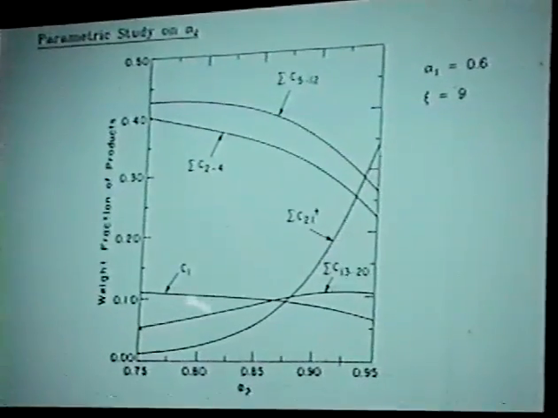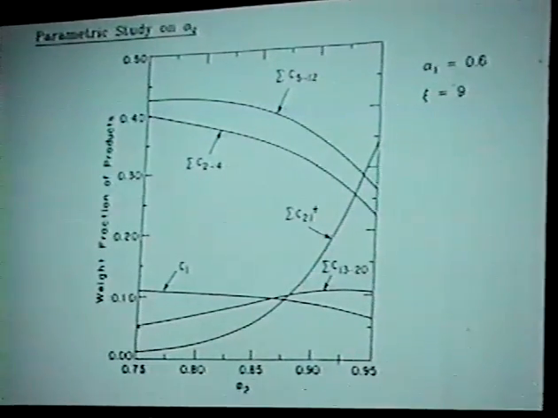Looking at alpha 2, and holding alpha 1 constant at 0.6, we find that to get our most heavy products, we don't really increase our diesel range products very much by increasing alpha 2 from 0.75 to 0.95. But what we do is we increase drastically our wax products, which can be cracked back, as we said before. And we also very much can curtail our methane production and our light gas production.